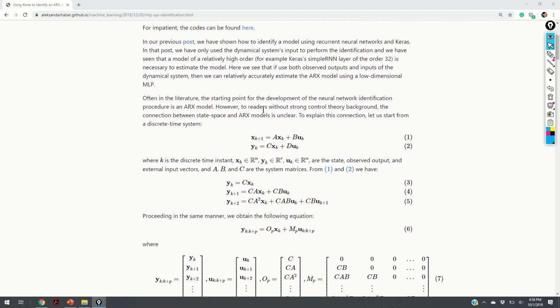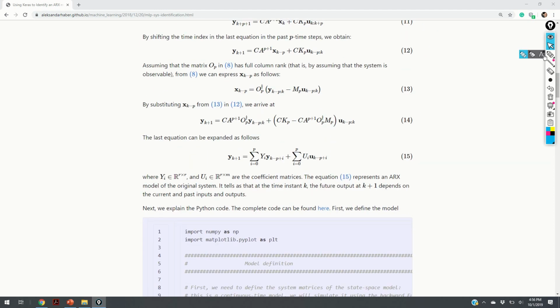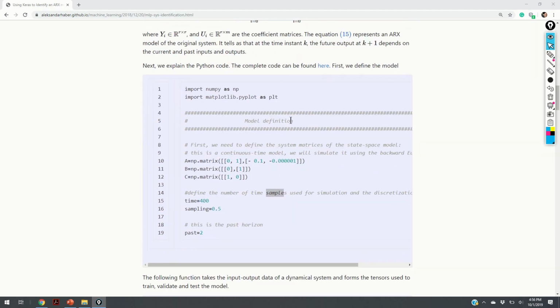But before we explain the code, let us just briefly comment on the relationship between the state space models and the ARX models. So if we start from the linear state space model, and by performing basic calculations, we can arrive at the ARX system's description. So here is the ARX system's description. Now, here is the Python code we used.